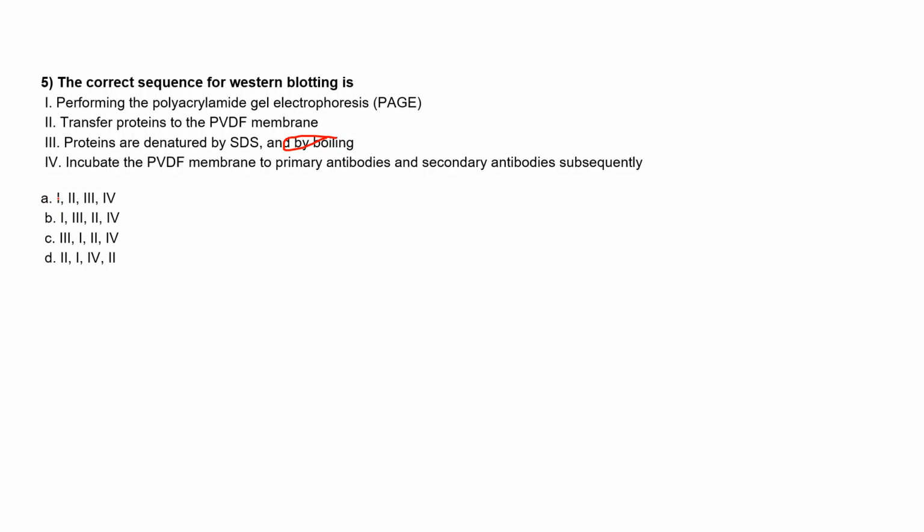Like the first step is which one and the second is which one? Option A has the sequence first, second, third, fourth. Option B is first, then third, then second and fourth. Option C is that first the proteins are denatured, and then PAGE will be there, and then we transfer to the PVDF membrane and then incubate the PVDF membrane with the primary and secondary antibody. Option D is first we transfer to the PVDF membrane, and then we perform the PAGE, and after that we incubate the PVDF membrane with primary and secondary, and the last is transfer to the PVDF membrane. So what will be the right answer for this question?